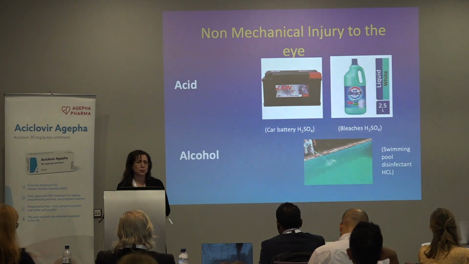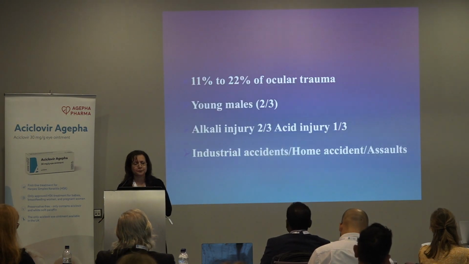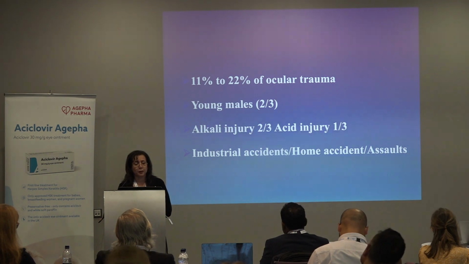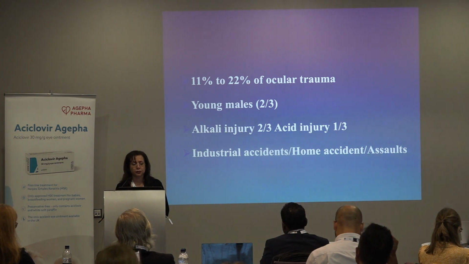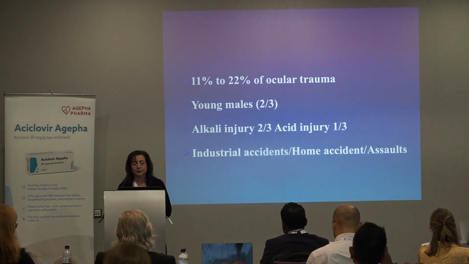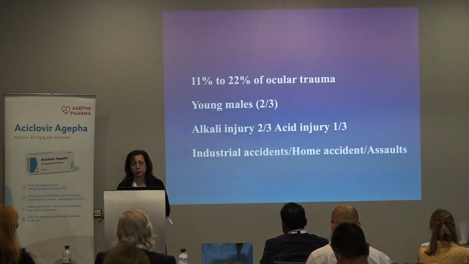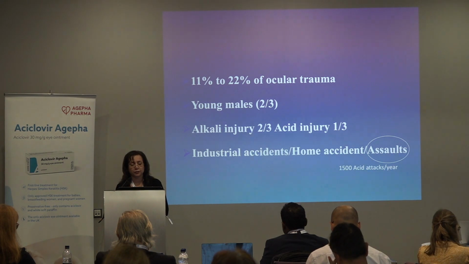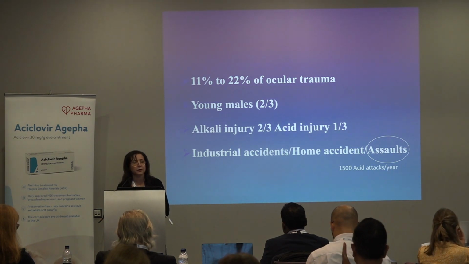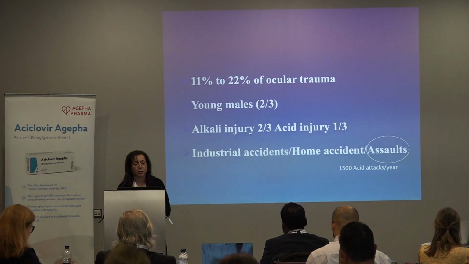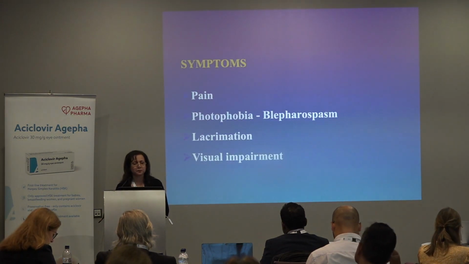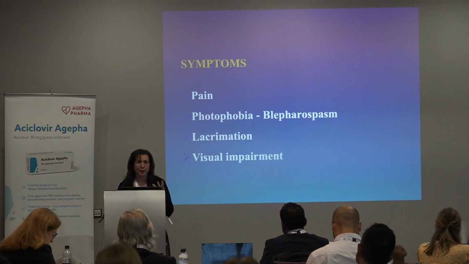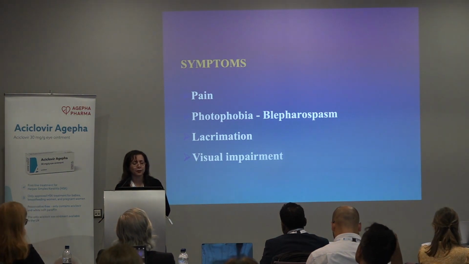Alcohol usually just causes an ulceration on the surface. Chemical burns represent about 11 to 20% of ocular trauma. Young males have 2/3 of the cases, and alkali burn is about 2/3. Industrial accidents, home accidents and assaults are the problem. About 1,500 assault cases a year are documented, which is very high. The patients come with pain, photophobia, blepharospasm, lacrimation and visual impairment.